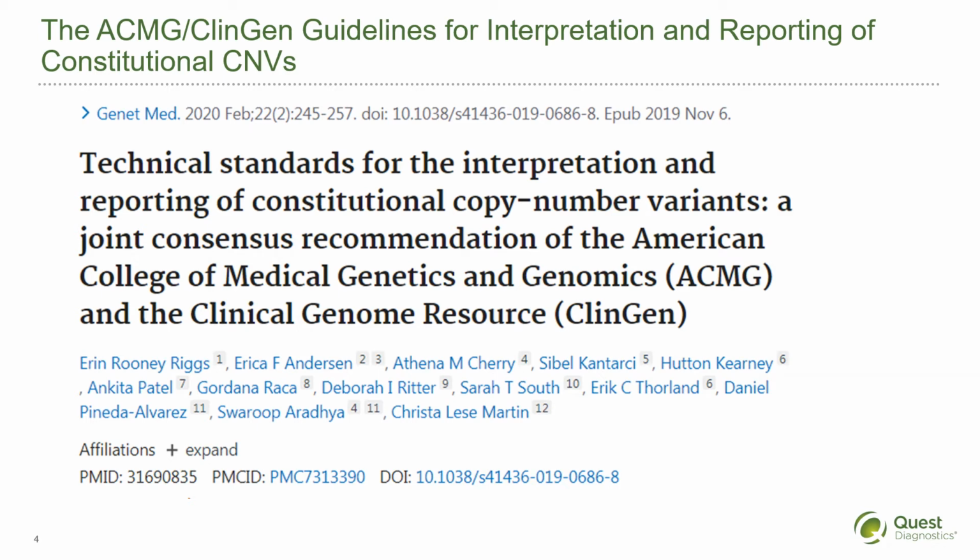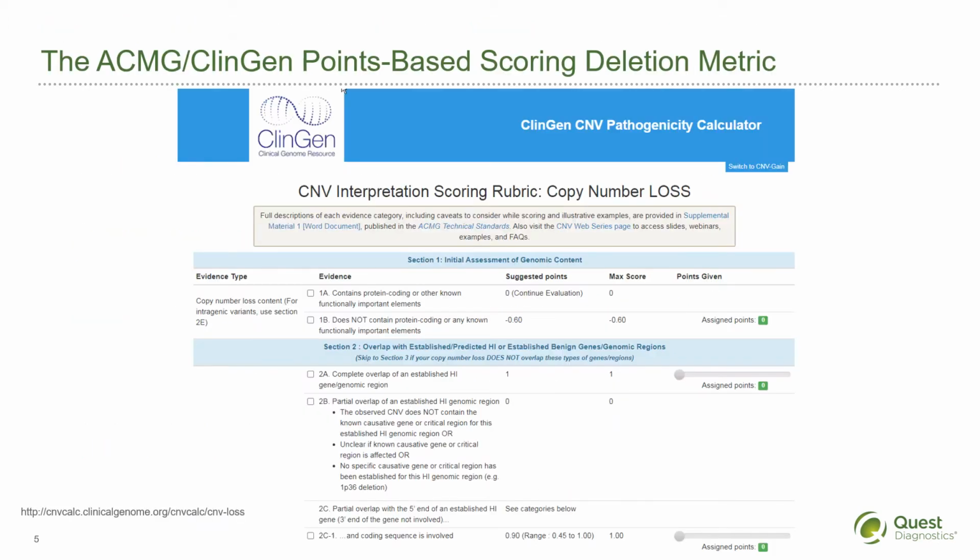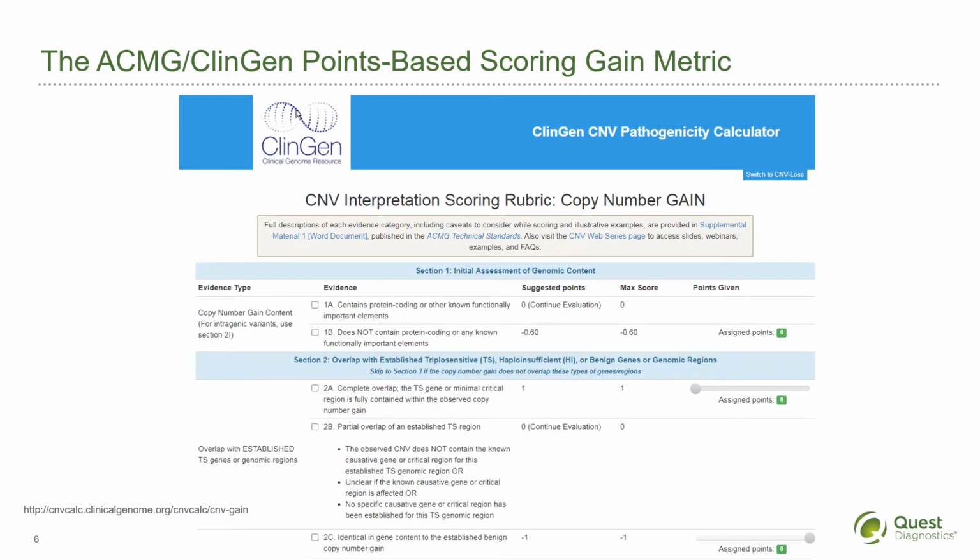ACMG ClinGen guidelines were electronically published in November 2019. The points-based scoring deletion metric calculator is available online on the ClinGen webpage. The points-based scoring gain metric calculator is also available on the ClinGen webpage.